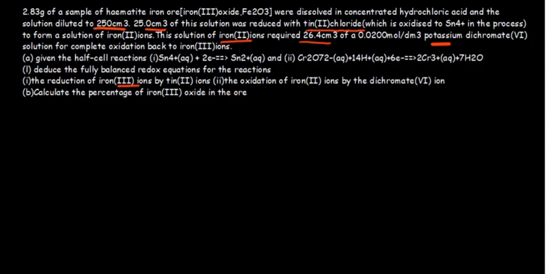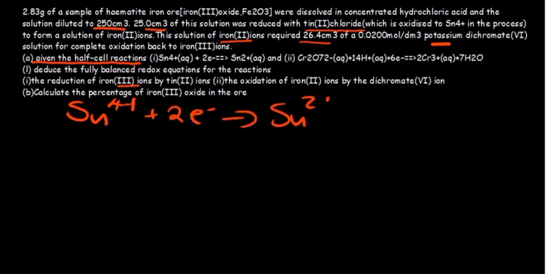So before we get to do anything, we very much appreciate the given equation. I'll start with the first one. The first question says, given the half cell reactions. The first half cell reaction that we've been given is of tin 4 plus, plus 2 electrons gained, giving us tin 2 plus. If you look at this equation, is it a reduction or an oxidation reaction? Look at the charge. The initial charge of tin was 4 plus, and on the right hand side it's 2 plus. So that is a reduction reaction.